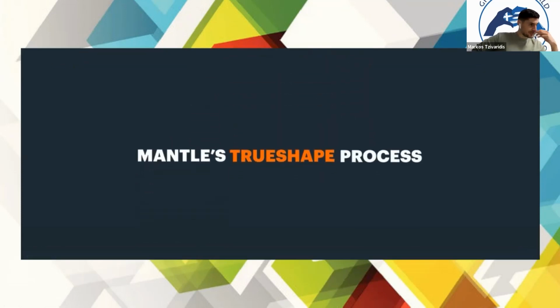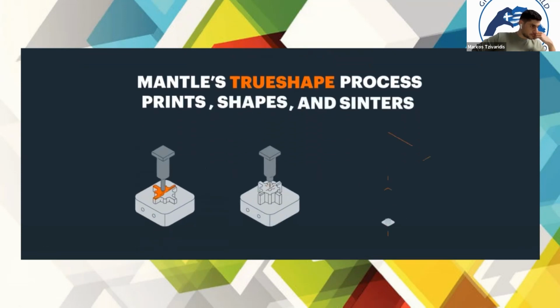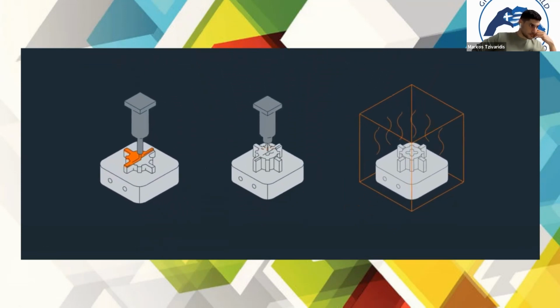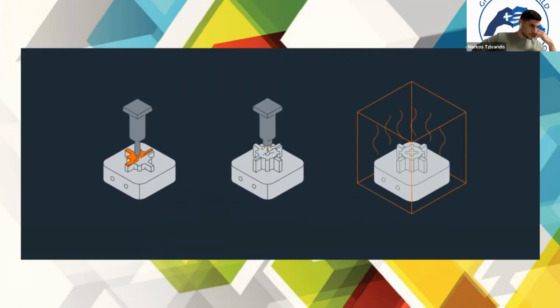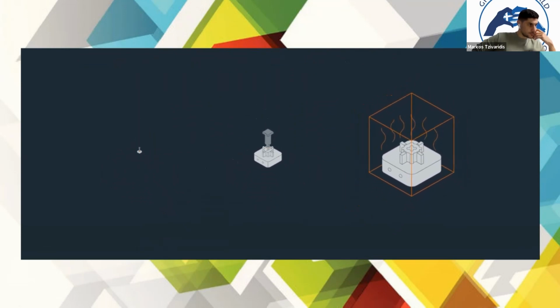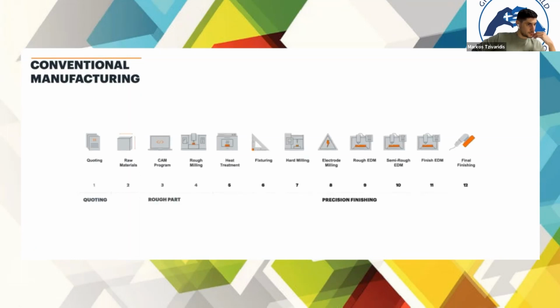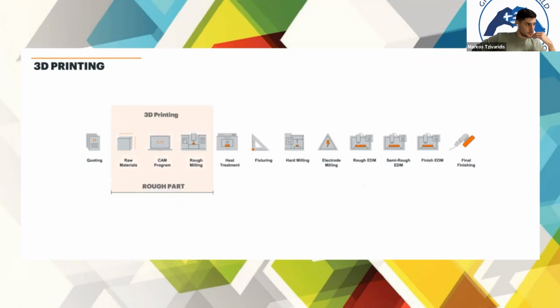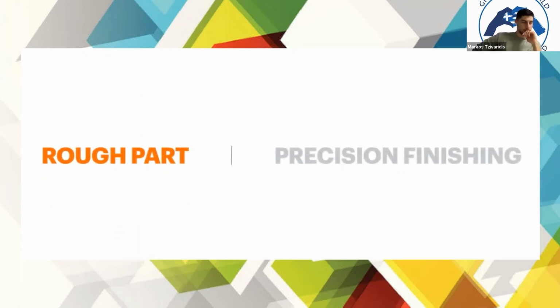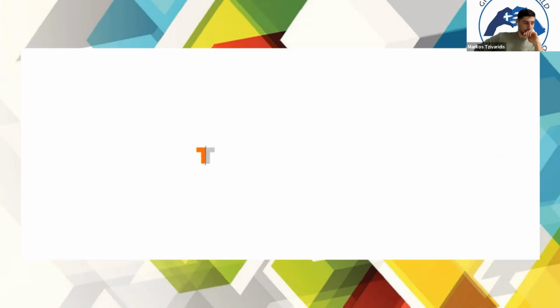Mantle's TrueShape process prints, shapes, and sinters precision parts from a CAD file in a fraction of the time and cost of conventional manufacturing. Conventional precision part manufacturing is a 12-step process that takes months. Existing 3D metal printing technologies only address a small portion of the process and require costly, time-consuming post-processing. Mantle eliminates these steps and produces precision parts by combining both rough part creation and precision finishing into a single hybrid process called TrueShape.